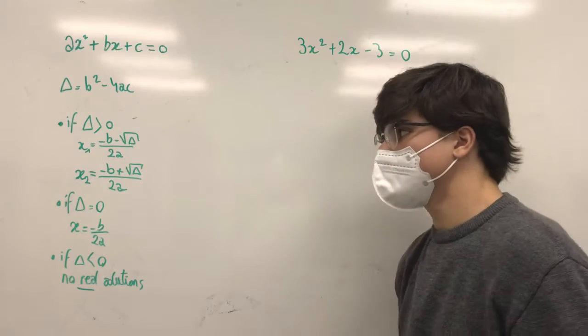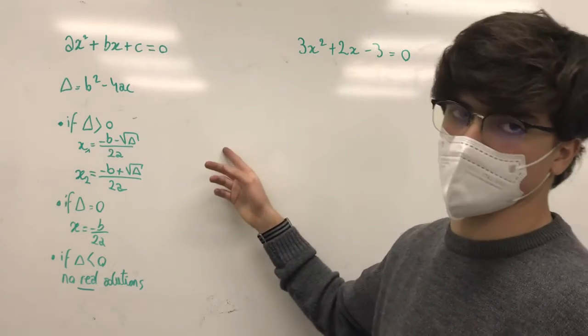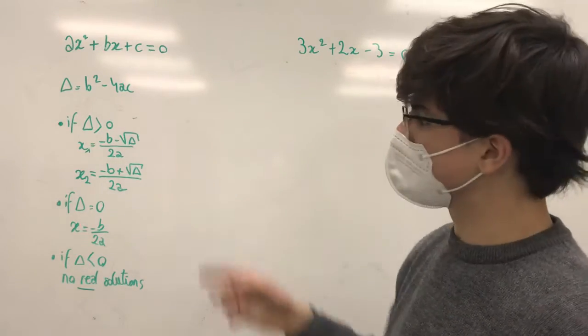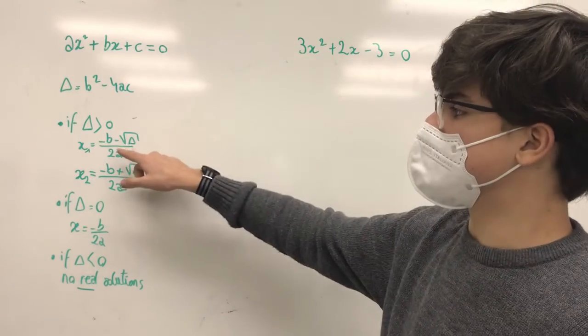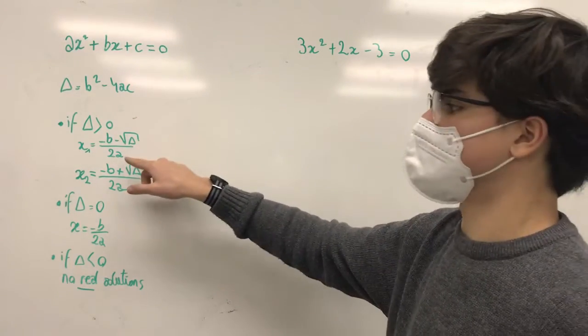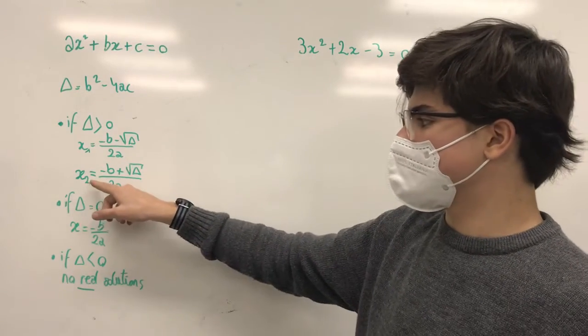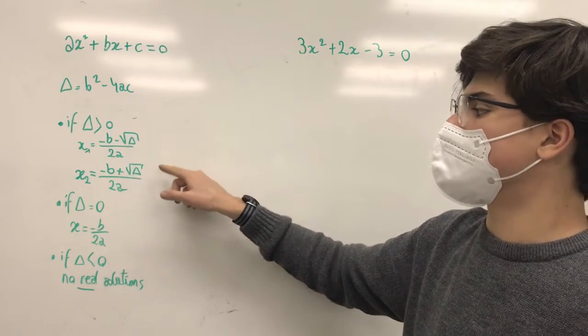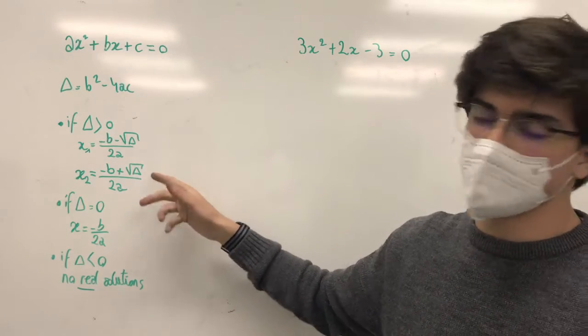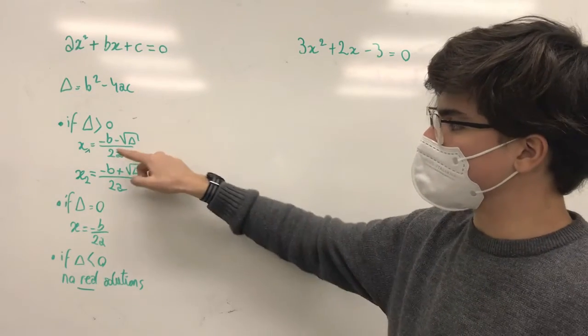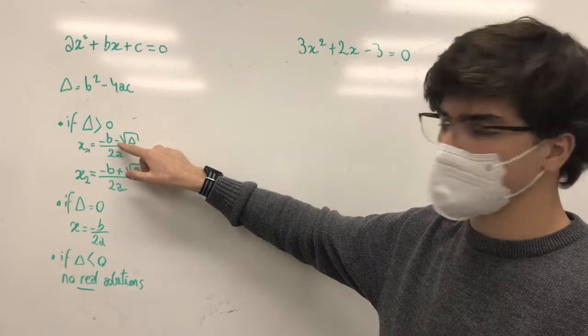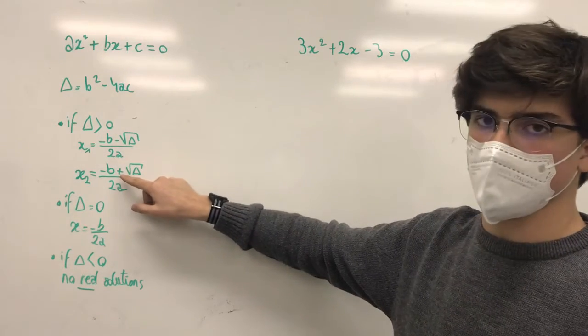So if delta is above 0, we have two solutions. The first one is x equals minus b minus square root of delta over 2 times a. And the other solution is x equals minus b plus square root of delta over 2a. As you can see, the only difference between those two is that in one you subtract the square root of delta, and in the other you add the square root of delta.